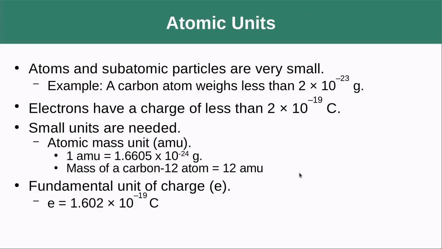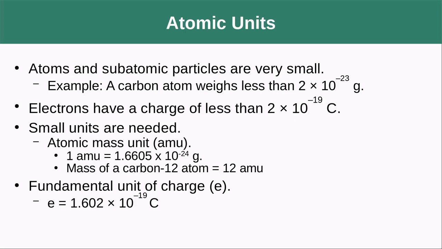So atoms and subatomic particles are really small. They have really small values. To make this convenient to write, we're going to define some small units that mean that we don't have to express everything with these really large negative exponents. So we start off with the atomic mass unit, AMU. 1 AMU is 1.6605 times 10 to the negative 24 grams. And this is pretty convenient. So now the mass of carbon 12, for instance, can be described as just 12 AMUs.